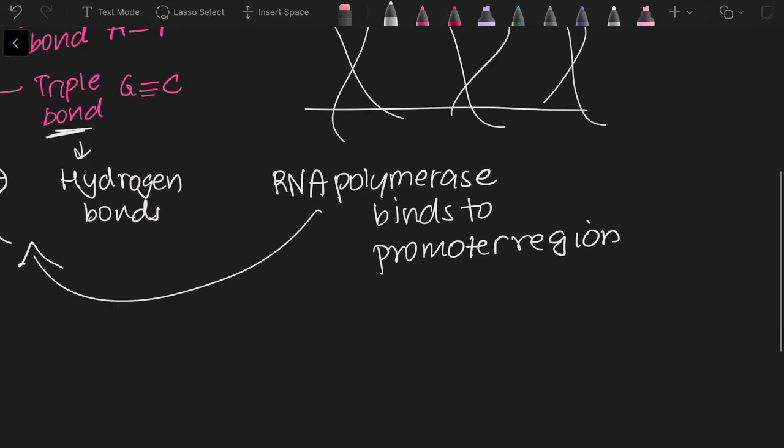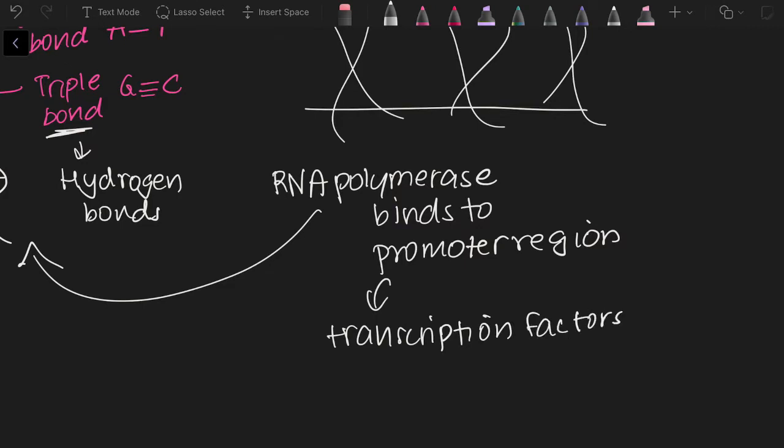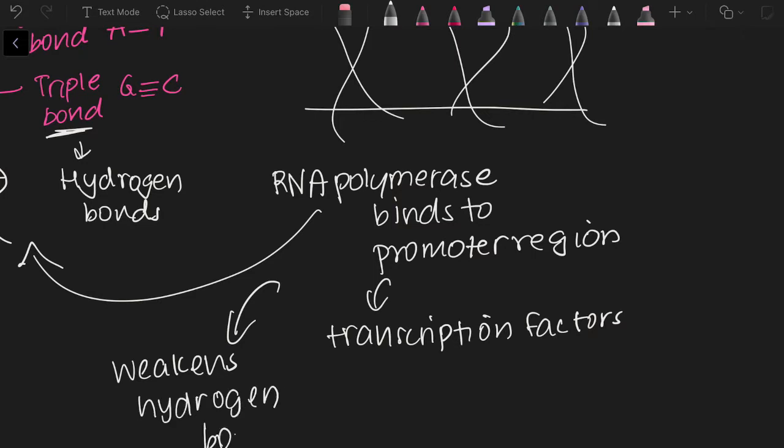So RNA polymerase binds to the promoter region of the DNA, and you will also have transcription factors which do the same exact thing. So transcription factors and RNA polymerase bind to the promoter region of the DNA, and when they bind, it weakens the hydrogen bonds between the DNA nucleotides or bases connecting the two DNA strands together.